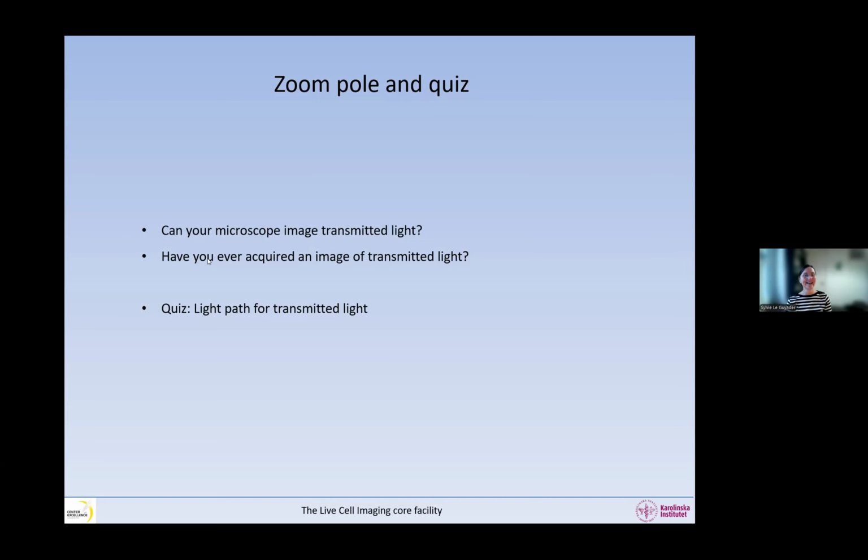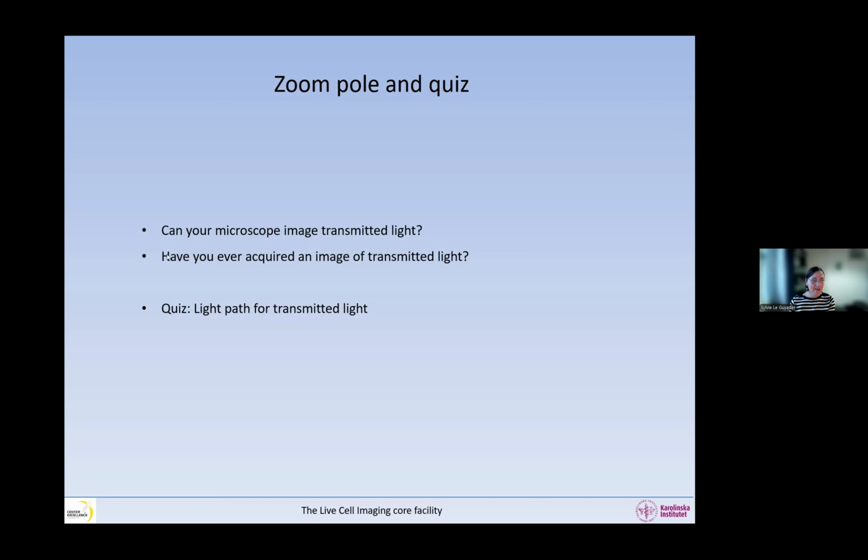Well, we have a lot of people who can image transmitted light. I think all microscopes can image transmitted light, so that was good. I will think about that one for next year. I'll give my other question anyway, if that works.